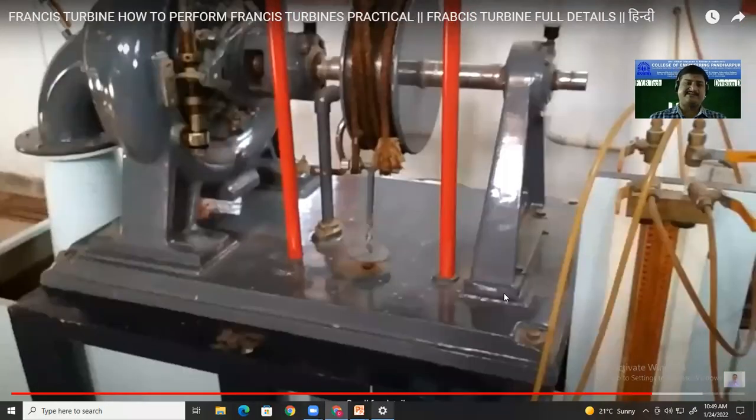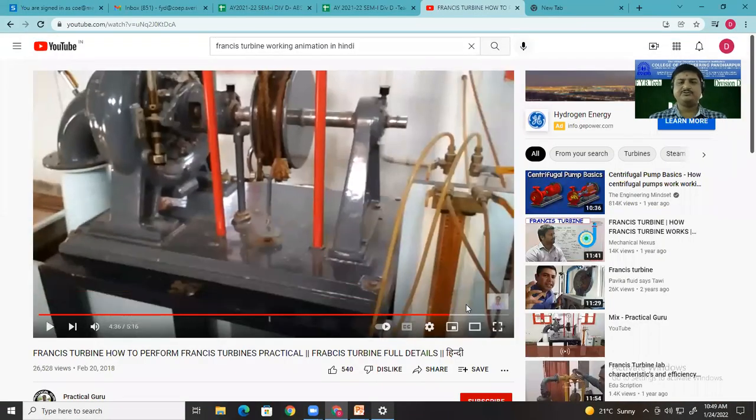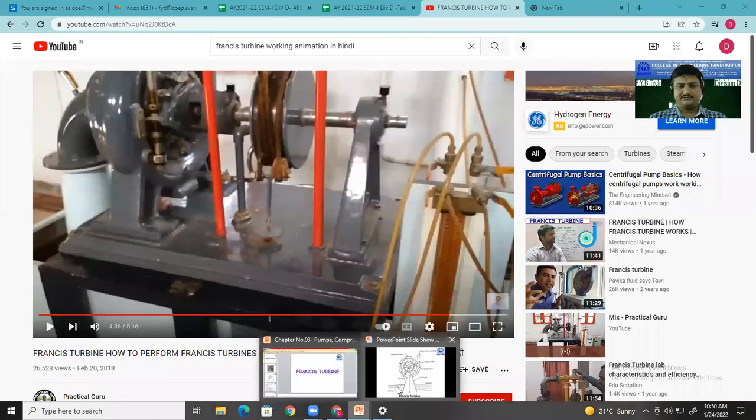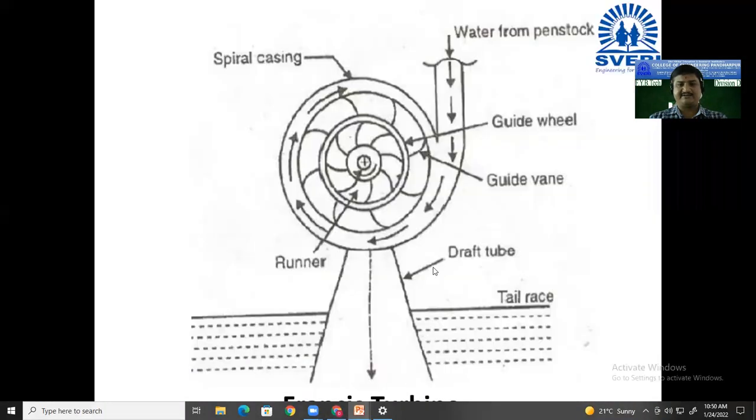This particular Francis turbine machine is available in the fluid mechanics lab. This video I have just shown you to show you about the construction of the draft tube. Okay, that doubt was asked, and I think now the concept regarding this Francis turbine is clear to everybody. Is it clear to everybody, or are there any doubts? No, sir. Okay, can I move ahead?